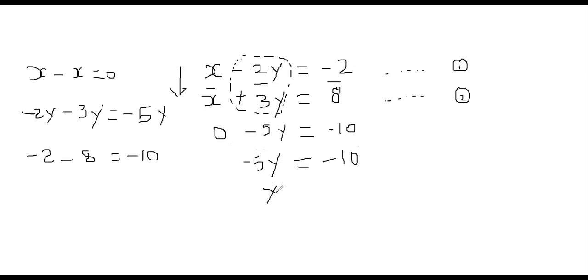How are we making y the subject? Take over negative 5, right? And negative 5 is multiplying. We take it over, it will divide. So it will be negative 10 upon negative 5.